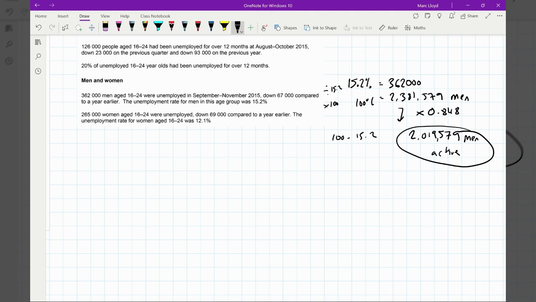Right, the similar thing here. The unemployment rate for women is 12.1, and that many are unemployed. So 265,000 is 12.1%. What do I want? 100 take away 12.1. We need 87.9%. So 265,000 divided by 0.121.